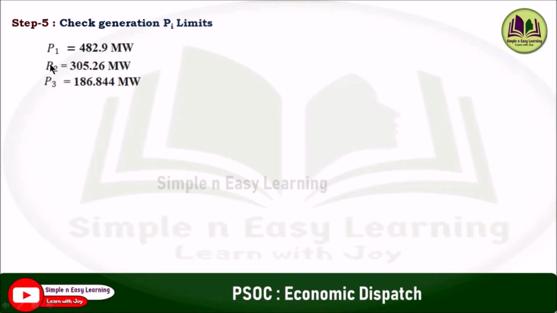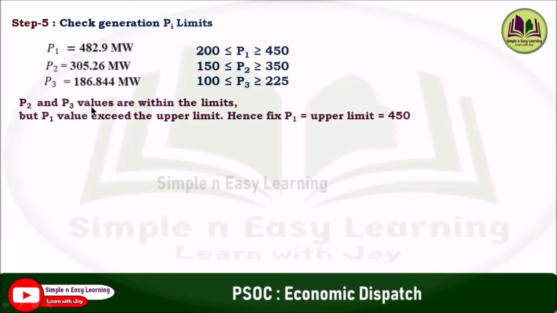These are the generation values we got in the previous step, and this is the limit given in the problem. So by comparing this, P1 limit will be 200 to 450, but here the value is 482. So P1 violates the limit, and P2 is within the limit 305, and P3 is also within the limit 100 to 225. So here it is 186, so it is within the limit. So P2 and P3 values are within the limits, but P1 value exceeds the upper limit. So P1 is greater than the upper value.